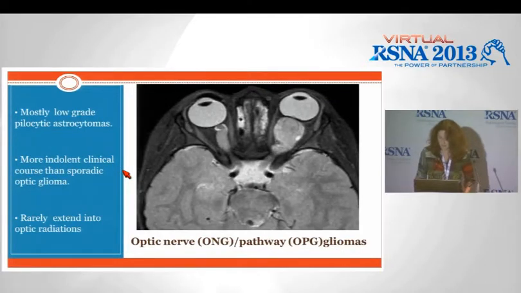Optic nerve gliomas are fusiform optic nerve masses with variable posterior pathway involvement. About 50% of them extend to the chiasm, hypothalamus, and retrochiasmal optic pathway, but optic radiation involvement is very rare. There's an 11 to 30% incidence in patients with NF1, and most are pathologically consistent with pilocytic astrocytomas. Less than 20% of optic gliomas in the setting of NF1 are frankly malignant, and they have a more indolent clinical course than sporadic cases.